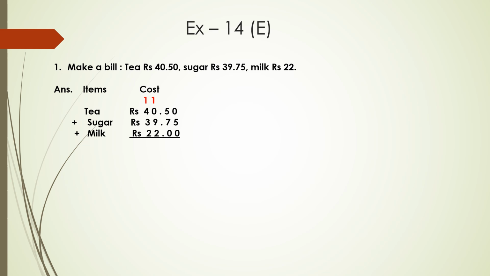Now tea 40 rupees 50 paisa, sugar 39 rupees 75 paisa and milk 22 rupees. You can see all the points are lying on the same line. When you add it, you will find 102 rupees 25 paisa. Now how is addition done? The same way you have to do. Now 0 plus 5 is 5, 5 plus 0 is 5. Again you will write the 5 in the ones column, that is in the paisa column.